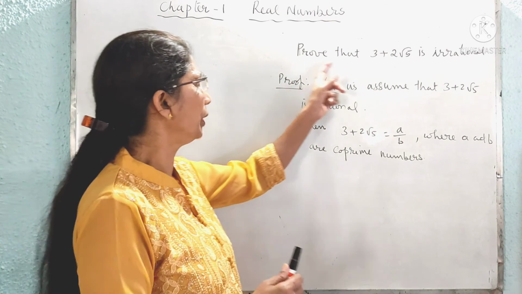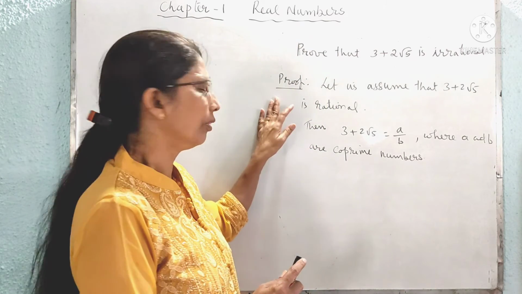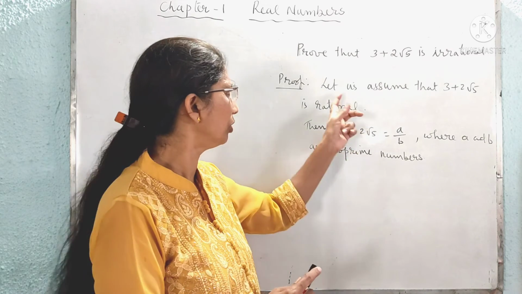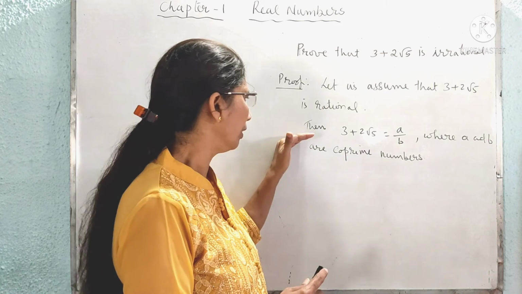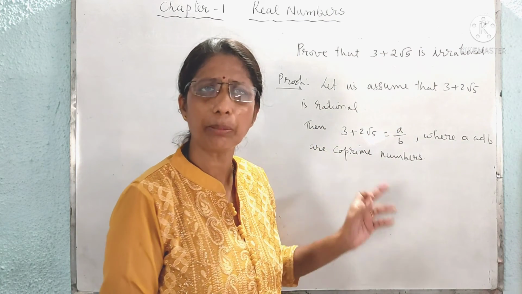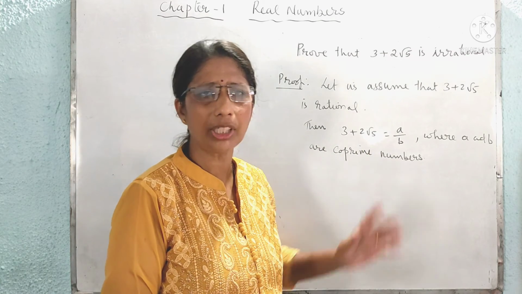Next question, prove that 3 plus 2 root 5 is irrational. How we will prove this irrational? First step, the same way, contradictory method. Let us assume that 3 plus 2 root 5 is rational. Then 3 plus 2 root 5 equal to a by b. We are taking a and b as positive integers with coprime numbers. That means coprime numbers means their HCF is 1.